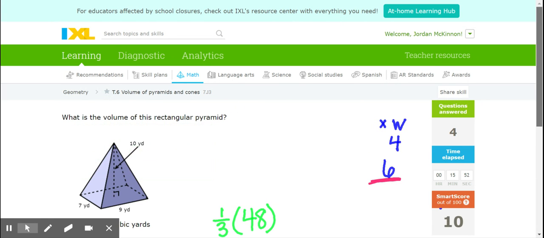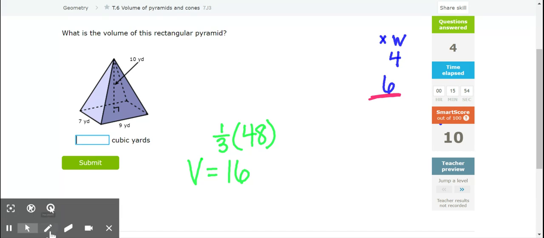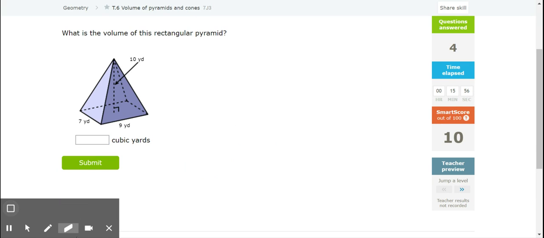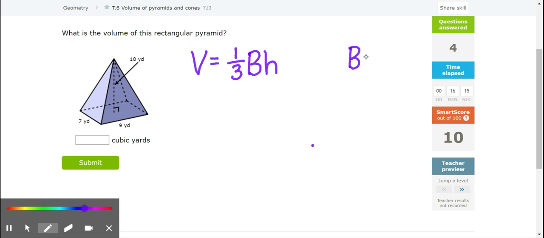Yay. Okay. So this is also a pyramid. So I'm going to use the same formula that I just used for the other pyramid. So that when I have my scratch paper, that's the first thing I'm going to do. I'm going to write down volume equals 1/3 capital B H. Okay, over here I'm going to figure out what my capital B is, which is going to be the area of my base.